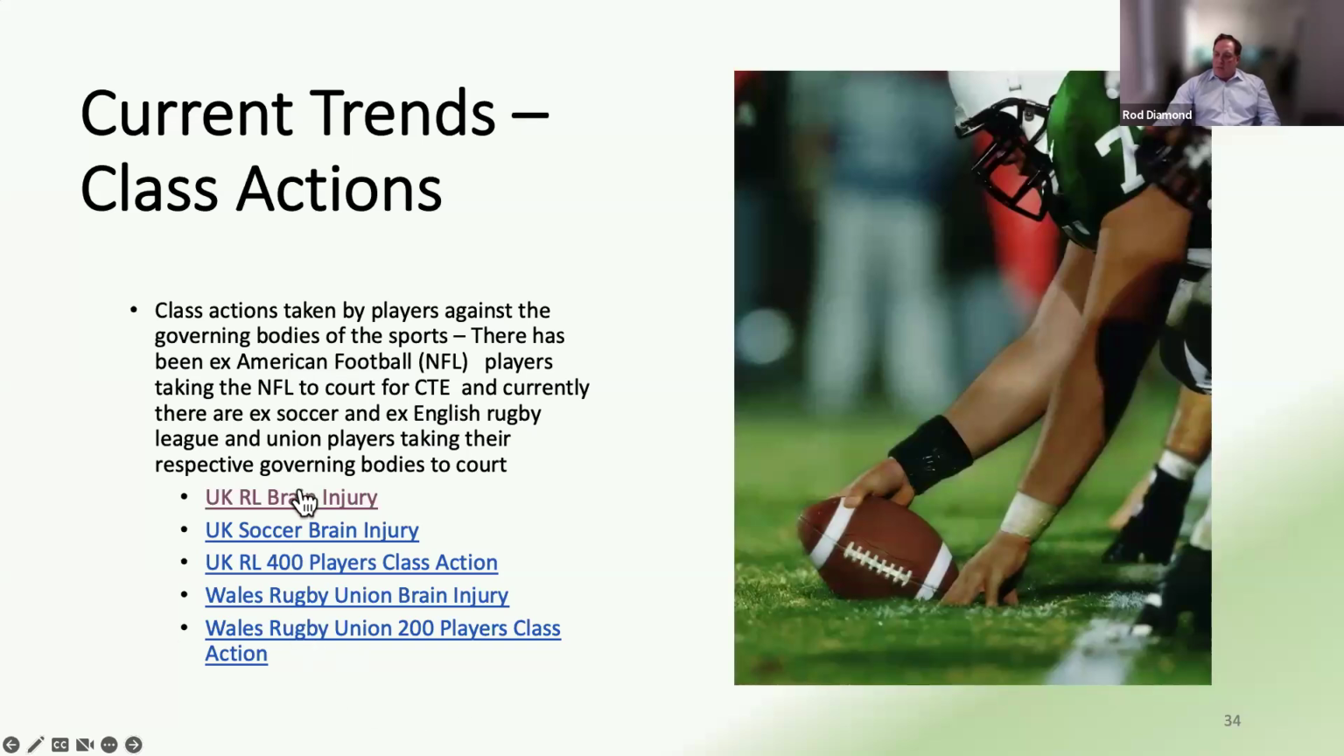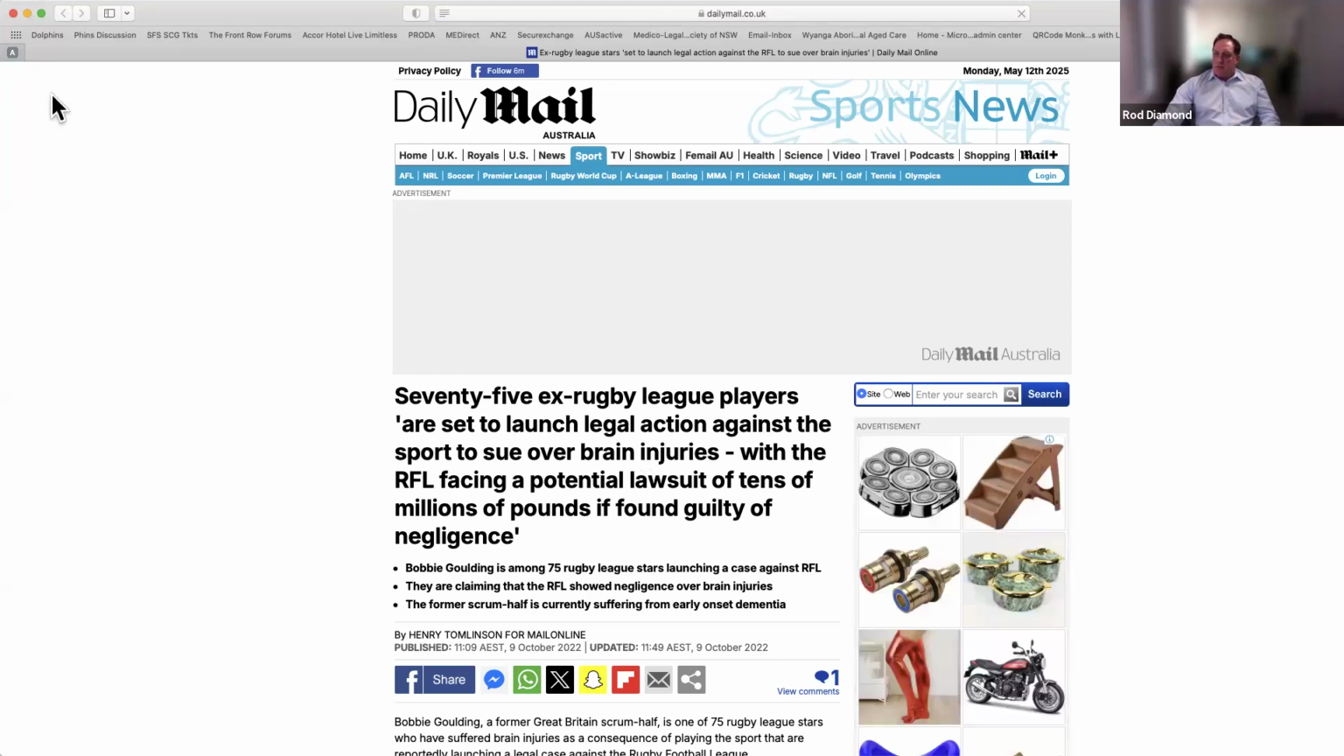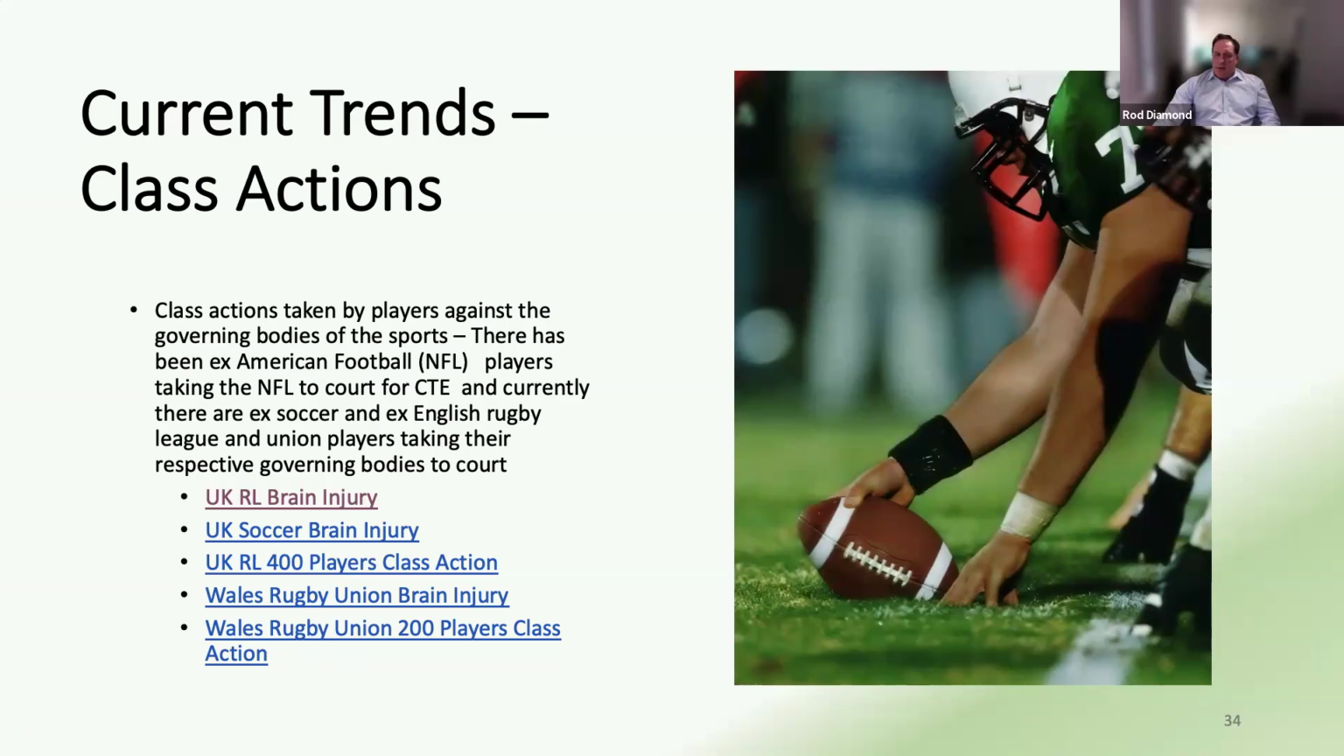If I'm able to pull up just this one here, if it does open. And that was in 2022, so 3 years ago now. About 75 ex-rugby league players are set to launch a legal action. That's all going through at the moment. Some players that I played against and with are involved in those class actions, so I won't talk any more about those.